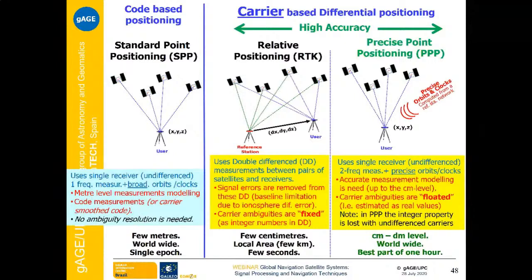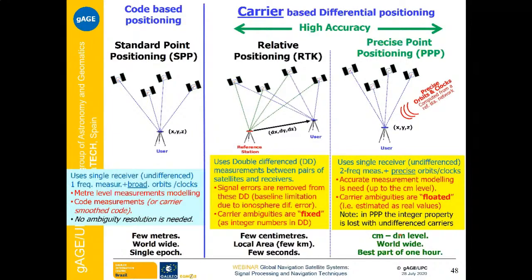In this case, carriers are not fixed, they are floated. This means they are treated as real numbers. We cannot take benefit of having the information of using integer numbers. This is because the ambiguity term we use here is a real value. It contains real-valued terms due to the hardware bias of satellite and receiver.